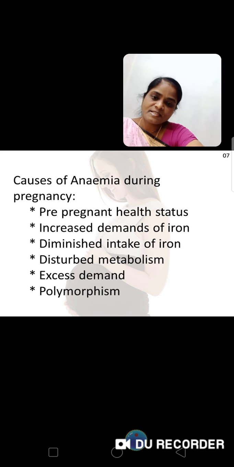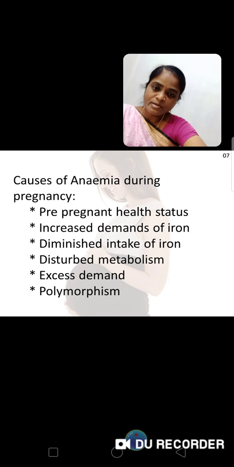And next is excess demand. Excess demand means, as I already told, multiple pregnancy, frequent pregnancy, and unplanned pregnancy. So the increasing demand of iron may lead to anemia in pregnancy.